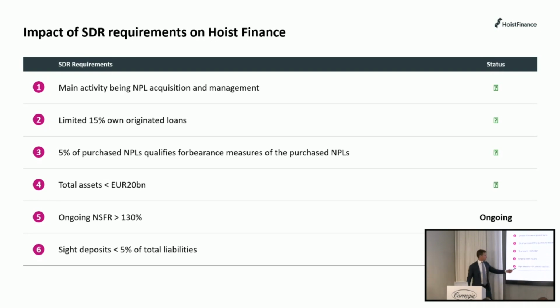And then sight deposits should be less than 5% of total liabilities. In our case, we don't have any sight deposits, so that's not a consideration for us. We have savings accounts and saving offerings. So this is more about transaction accounts connected with debit cards, that sort of thing. That would be the typical sight deposit.